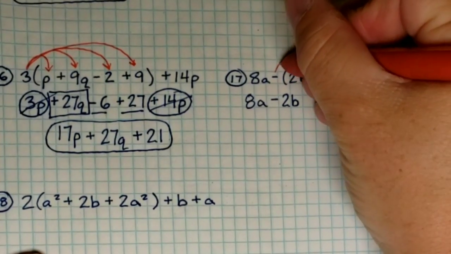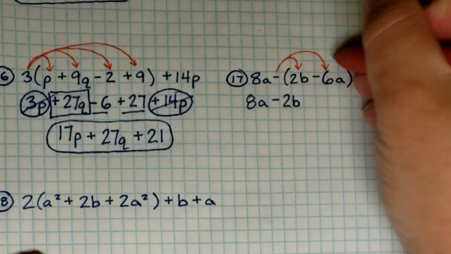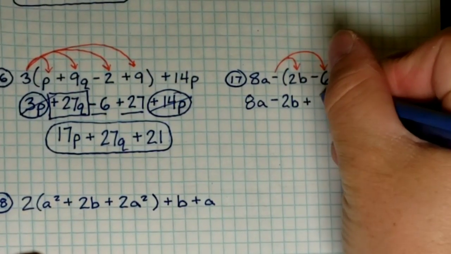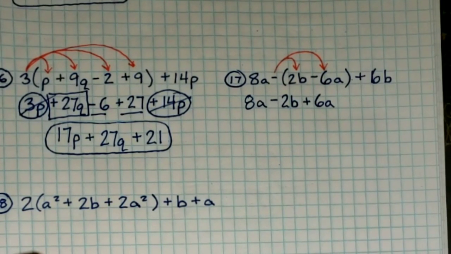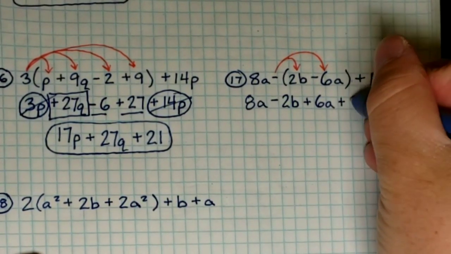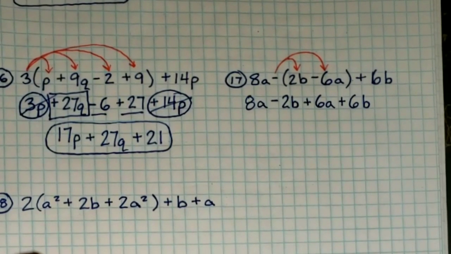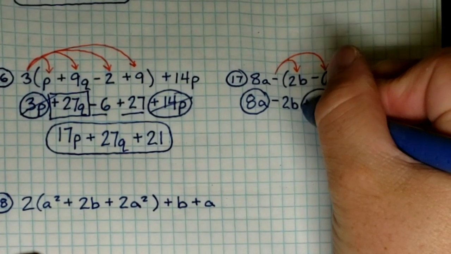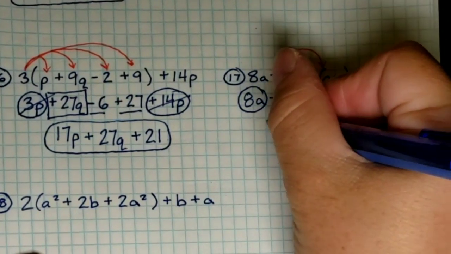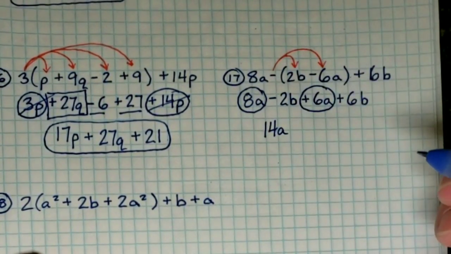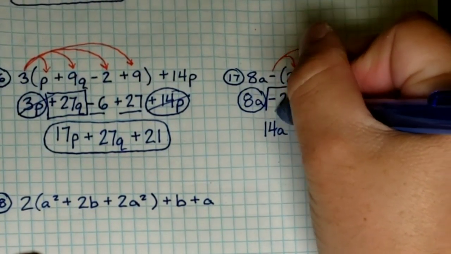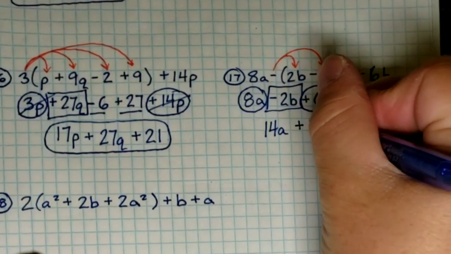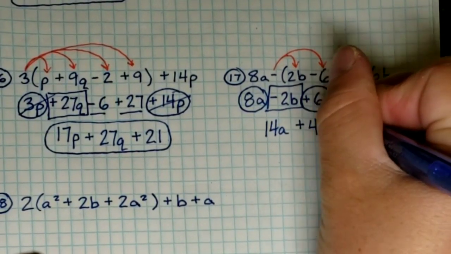Now, when I distribute the negative to the negative 6a, a negative times a negative makes a positive 6a, and then bring down your plus 6b. The a's go together. 8a plus 6a would make 14a. Negative 2b plus 6b would make a positive 4b.